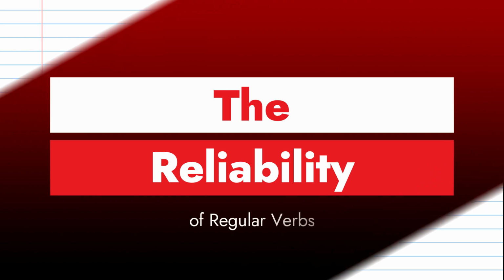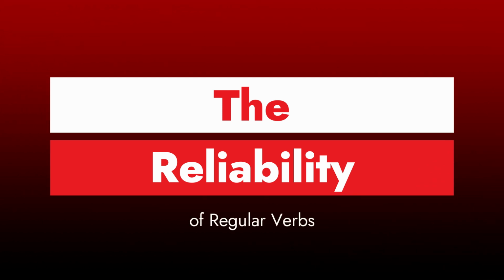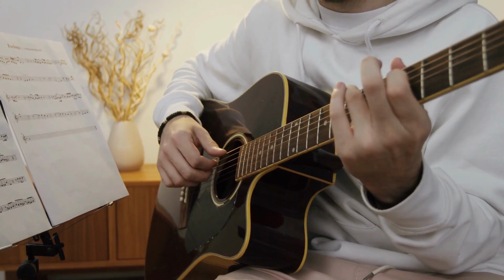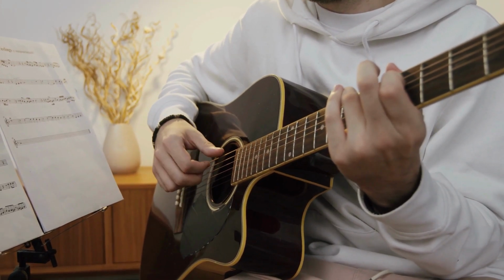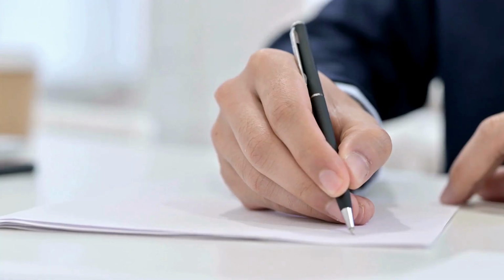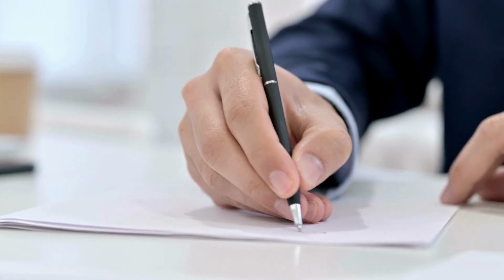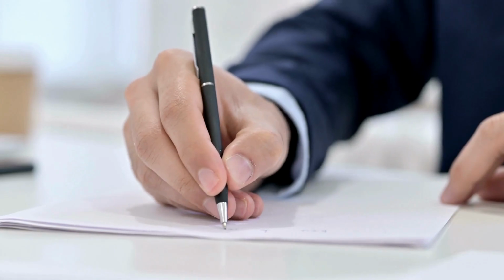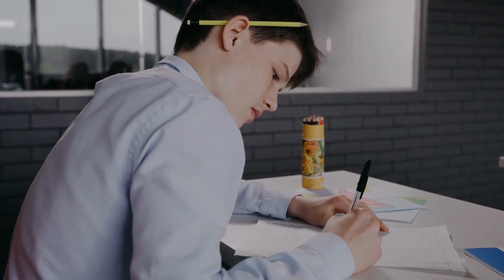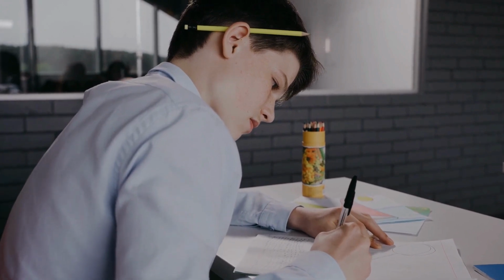The reliability of regular verbs. Regular verbs are like the steady rhythm in a song, providing predictability and structure to our language. Their consistent conjugation rules make them easy to learn and use correctly. This predictability is particularly helpful for language learners and those looking to build a strong foundation in English.